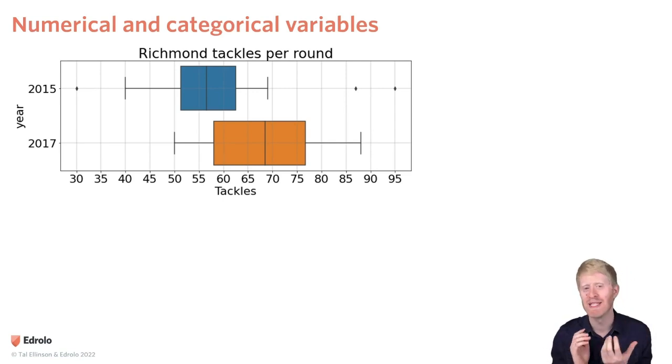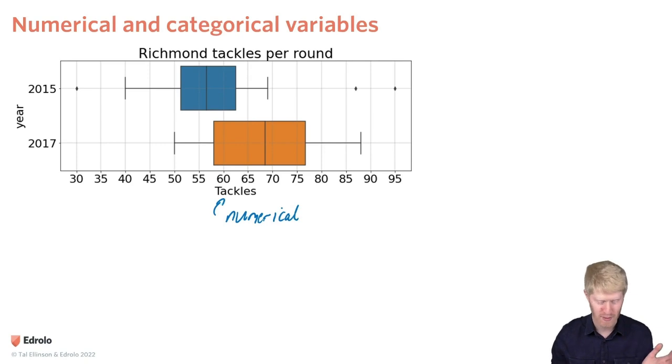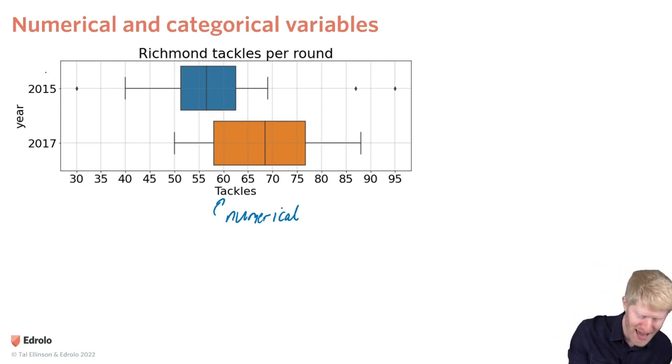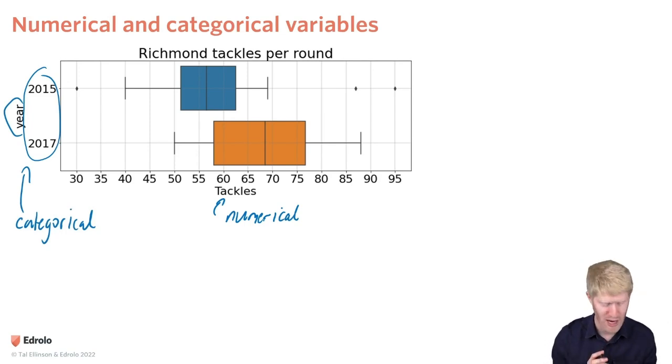But why is this specifically a display of numerical and categorical variables? Well, we can see that our tackles are clearly numbers. It's a numerical variable that ranges from 30 to 95. And the years becomes a bit interesting because a lot of people think that in this scenario, the year is a numerical variable. But actually, year is a categorical variable in this situation.